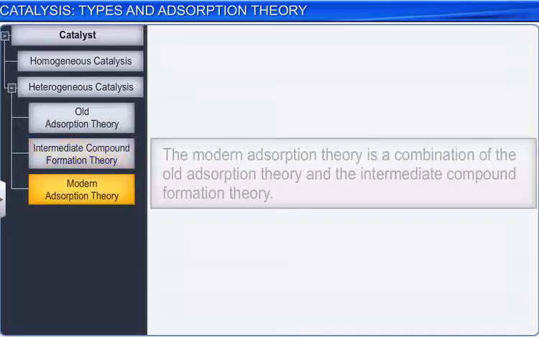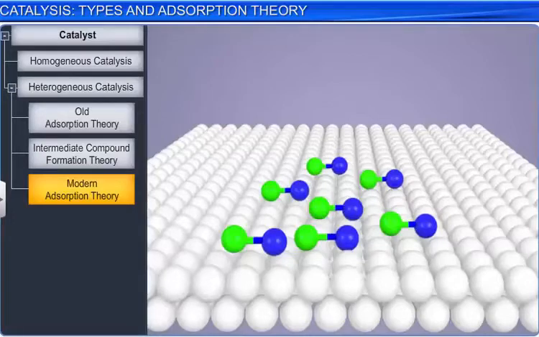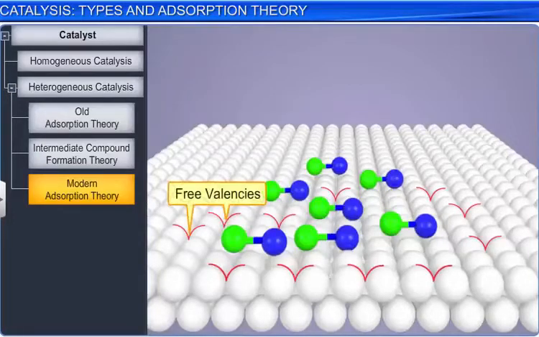Let us now move on to the modern adsorption theory of heterogeneous catalysis. The modern adsorption theory is a combination of the old adsorption theory and the intermediate compound formation theory. This theory explains most examples of heterogeneous catalysis. According to the modern adsorption theory, free valencies are present on the surface of the solid catalyst.